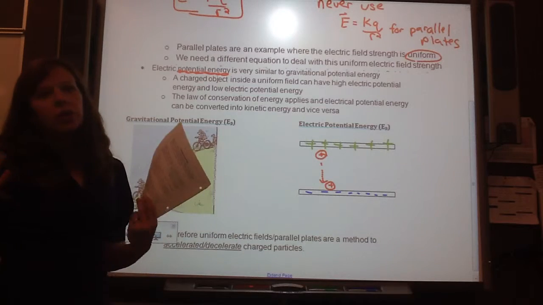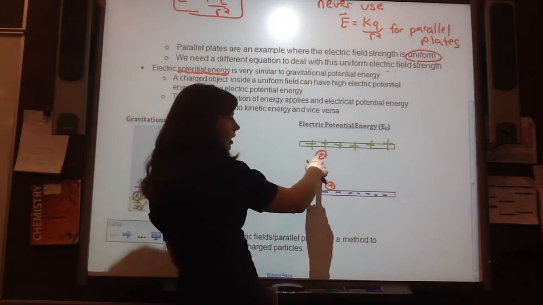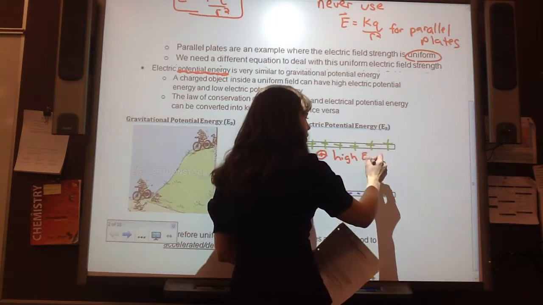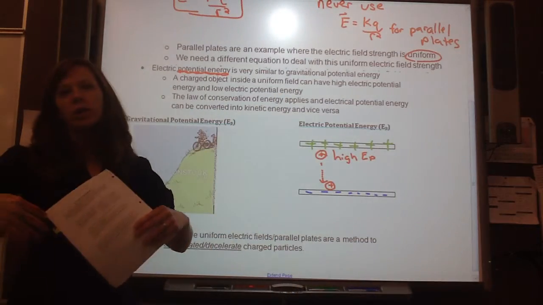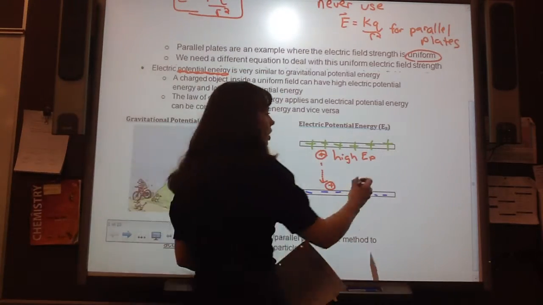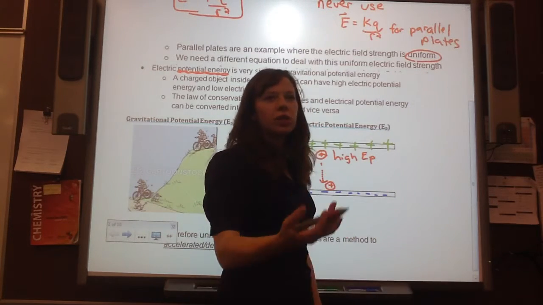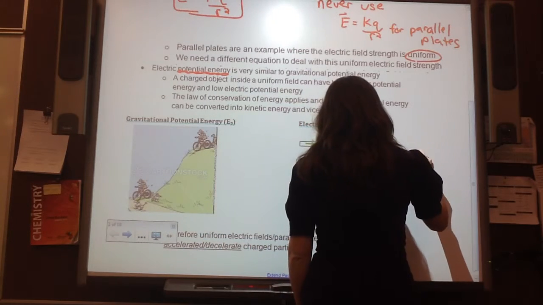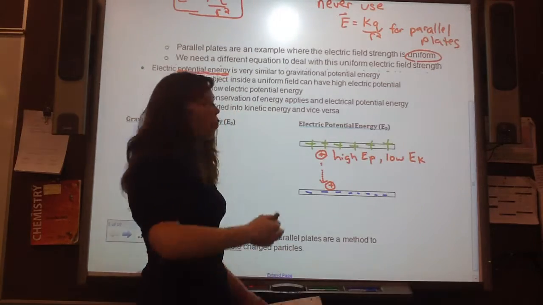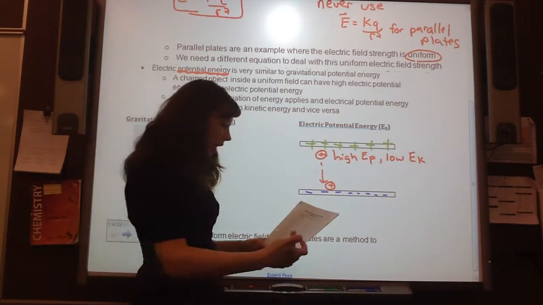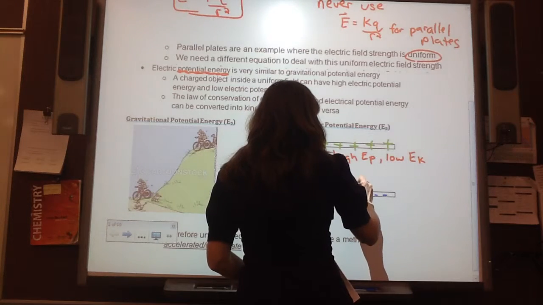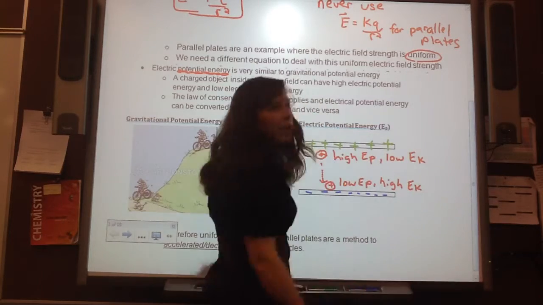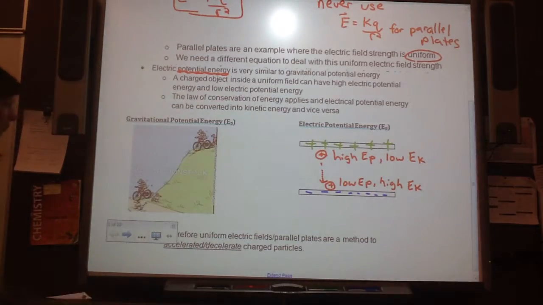So we can talk about its energy then. At this point, it has a high potential energy because it has the potential to move. It's going to want to be attracted to the other plate. So if something has a high EP, conversely it has a low EK. And then once it reaches the negative plate, or just potentially right before, it will have a very low EP and a high EK. Kind of like our pendulum examples that we did in Physics 20.